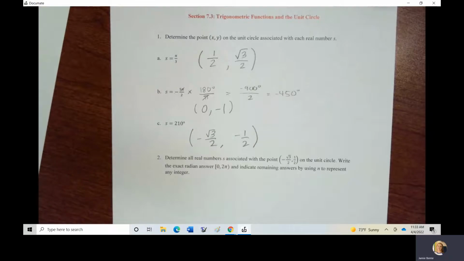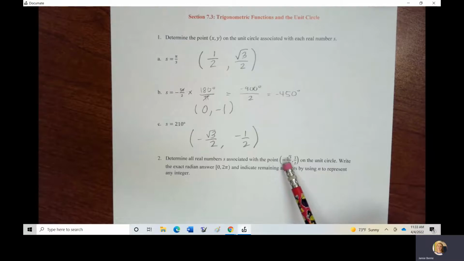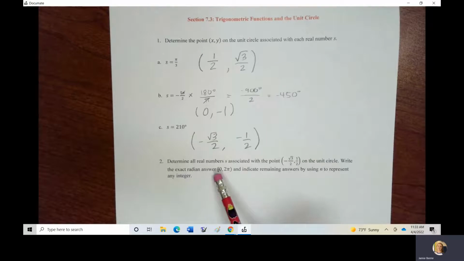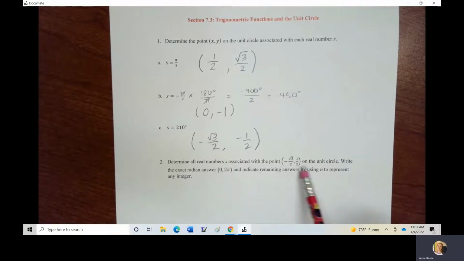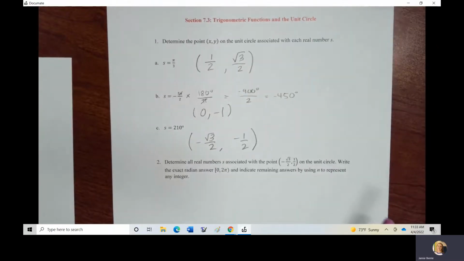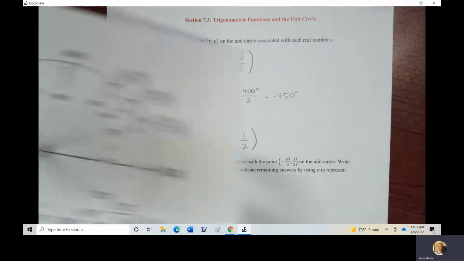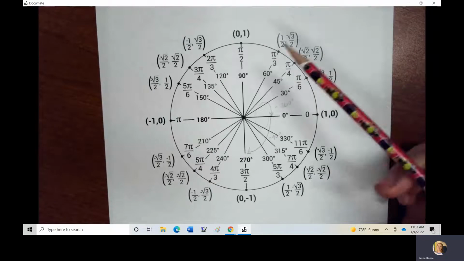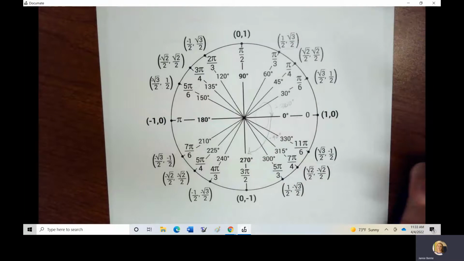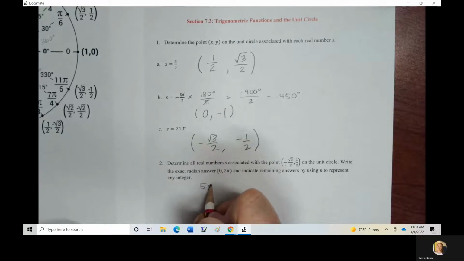All right, number 2. Determine all real numbers s associated with the point negative square root of 3 over 2, comma, 1/2 on the unit circle. Write the exact radian answer between 0 and 2 pi and indicate remaining answers by using n to represent any integer. So let's look for that point on the unit circle. There it is. They want us to tell the angle in radians, so that's 5 pi over 6.